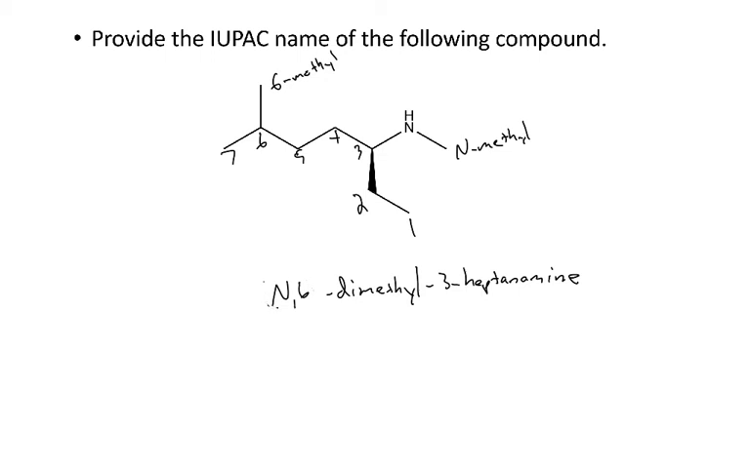But I do need parentheses around the configuration. So we need to assign the configuration here of the chiral center, right? So I'm looking at this chiral center. The highest priority is going to be the nitrogen. Then this will be the next highest priority. This will be 3. The hydrogen's in the back. So 1, 2, 3, I'm going counterclockwise. And so this is going to be S, N,6-dimethyl-3-heptanamine.